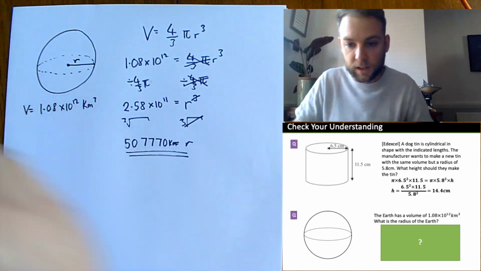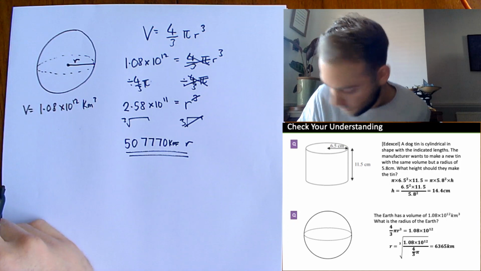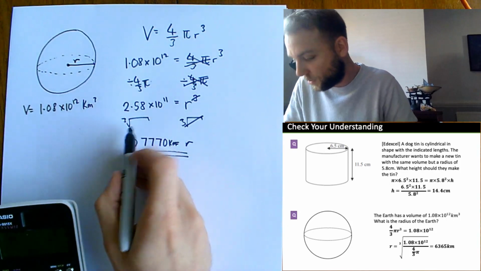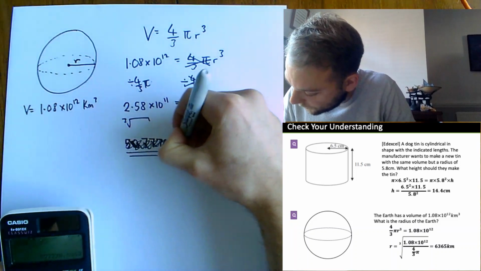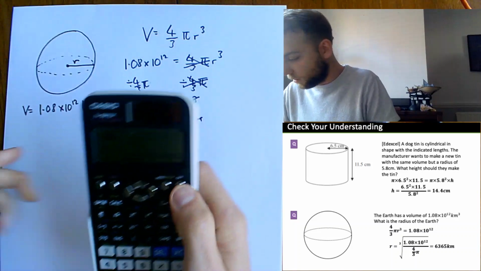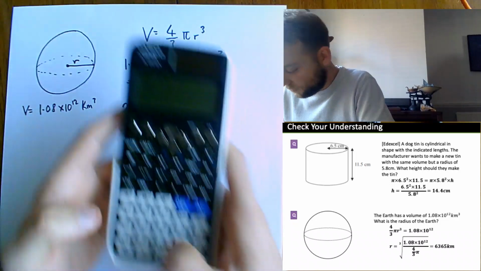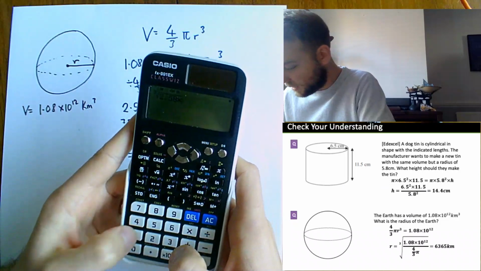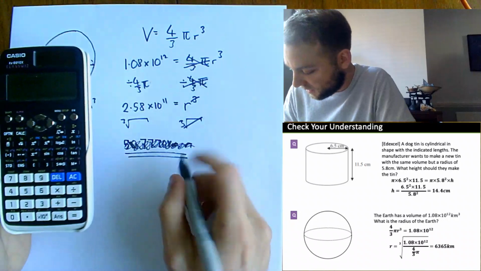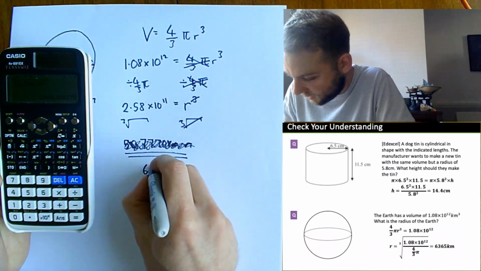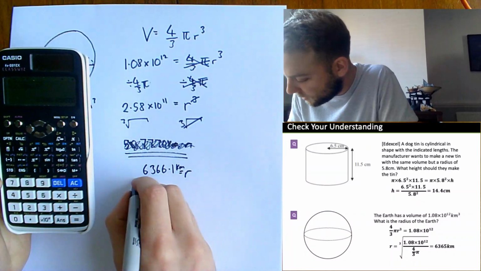Brilliant. And that's that question done. Let's just check the answer on that. Where have I made a mistake? What a silly Billy I am. Look, I've wrote cube root, and what did I do? I square rooted my answer. What a plonker. So, cube root 2.58 times by 10 to the power of 11, which is this. R is equal to 6366.1 kilometres.